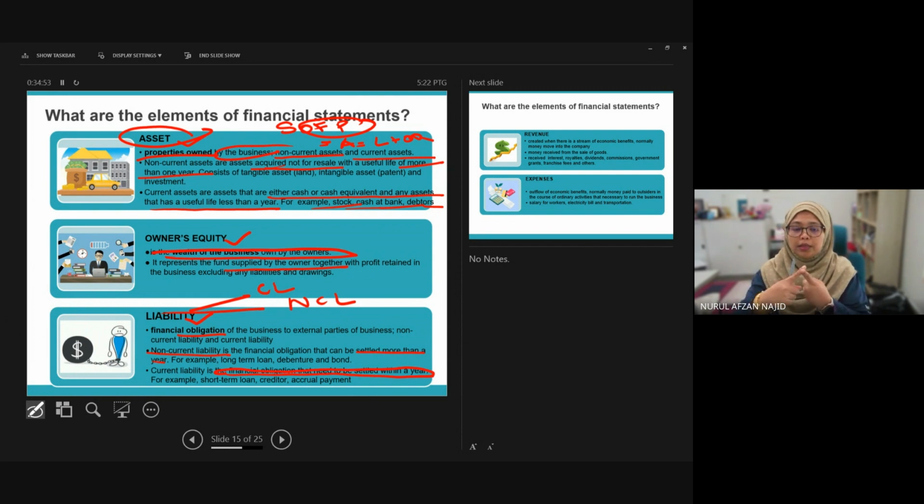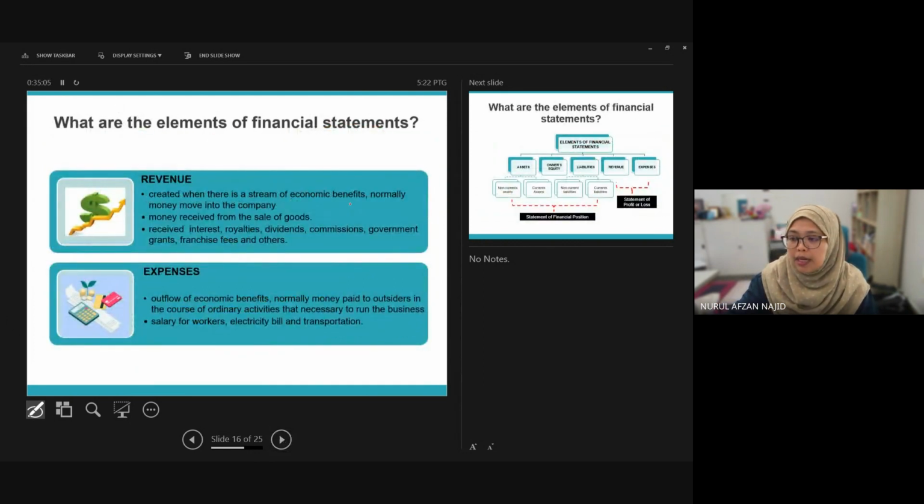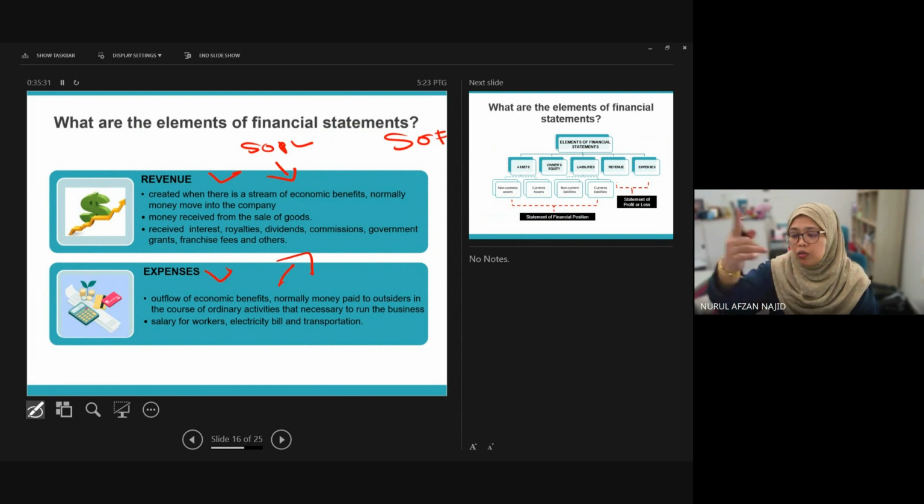So asset adalah property owned, owner's equity adalah fund supplied by the owner, liability adalah financial obligation. Okay? Right, next adalah elemen yang ada dekat dalam SOPL, profit or loss. So SOPL dia ada revenue and expenses. Revenue adalah duit masuk. Cash inflow. Duit masuk. Receive the money. Kalau expenses, outflow. Keluar. You kena bayar untuk run the business.